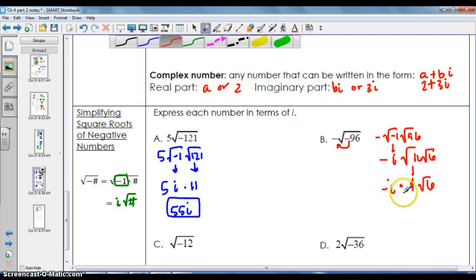This is a times sign. So we move the 4 in front. We always want to have the number in front of the I, just kind of like it's written here. So -4I square root 6. So split it up into parts.